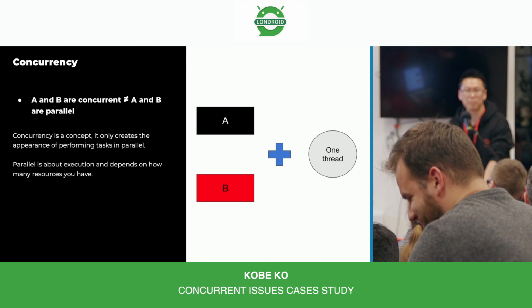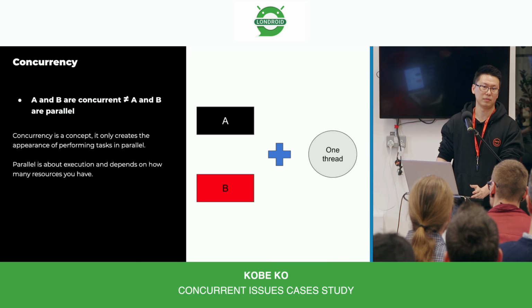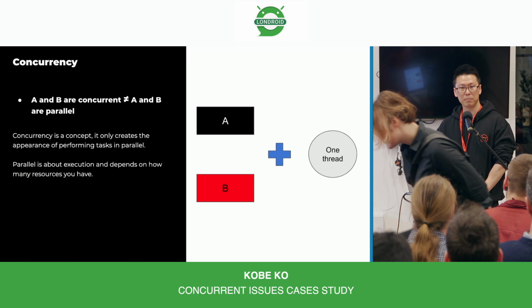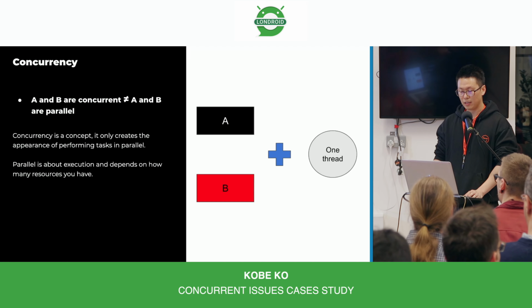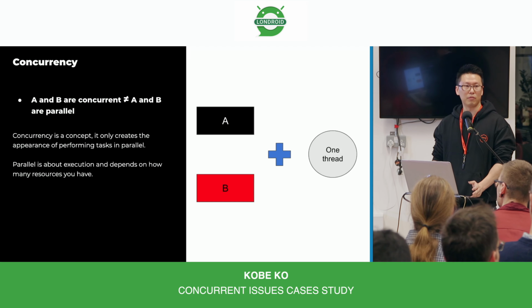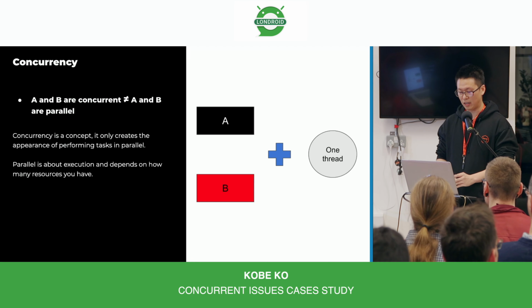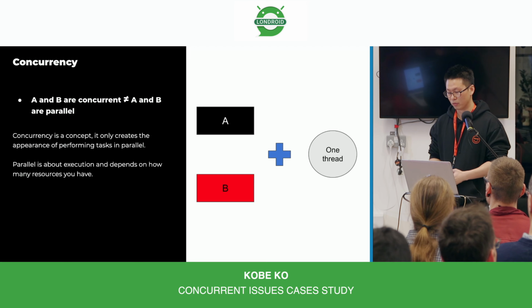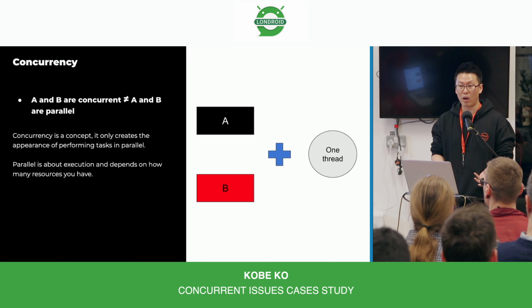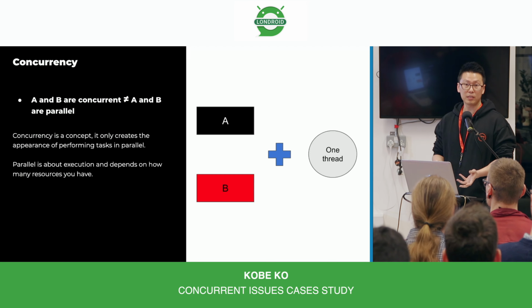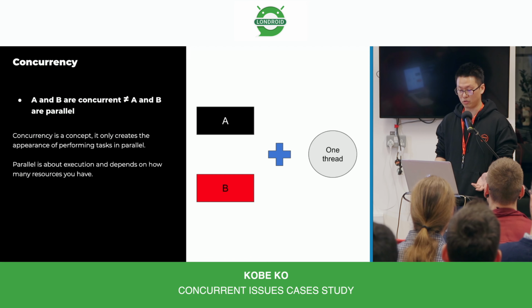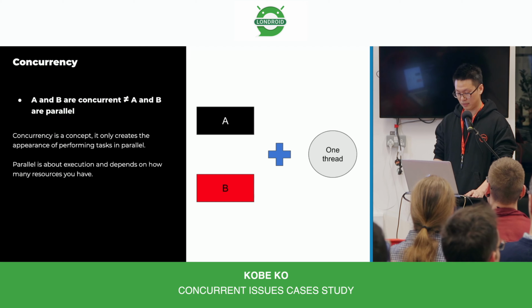And when we say A and B are concurrent, it doesn't mean A and B are parallel. Why is that? Because concurrency itself is a concept, and parallel is more about resources, like how many resources you have. For example, if on your device you only have one thread, A and B can still be concurrent, but you can only execute one task at a time, so there's no parallelism.